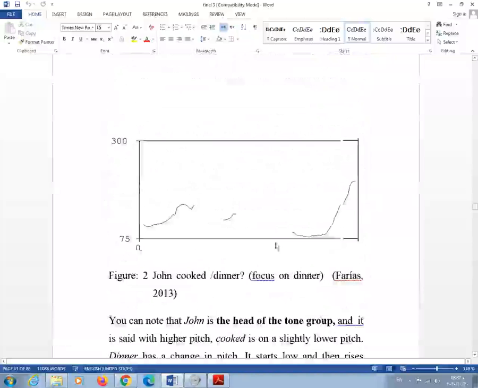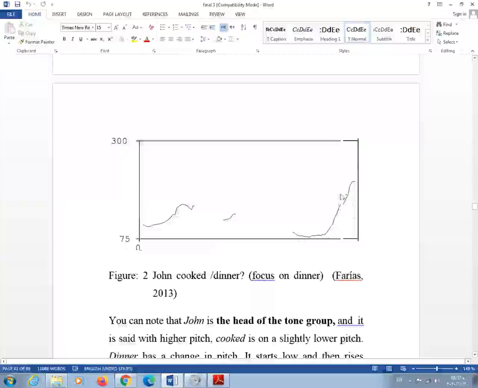John cooked dinner. What is the head here? It's John, and the focus word, the pitch change, you see the pitch started to change, and to rise, as you see in dinner. We start rising from din, and we kept rising. John cooked dinner. The focus word is dinner, but din is the stress syllable, and the last syllable is also stressed. We kept rising. Okay, so dinner.